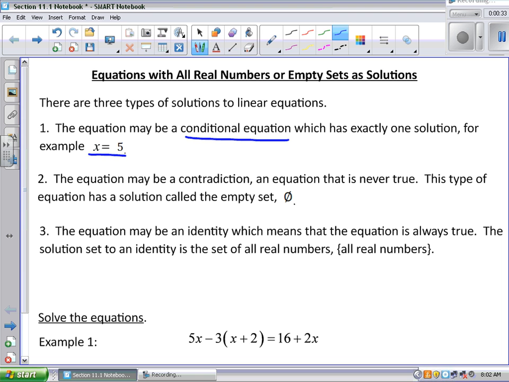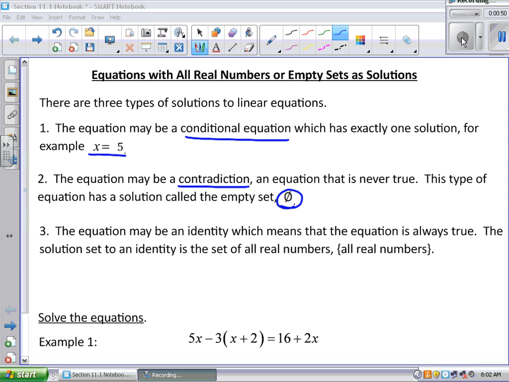The other two options: the equation may be a contradiction, an equation that is never true. This type of equation has a solution called the empty set. We use this symbol to represent the empty set.